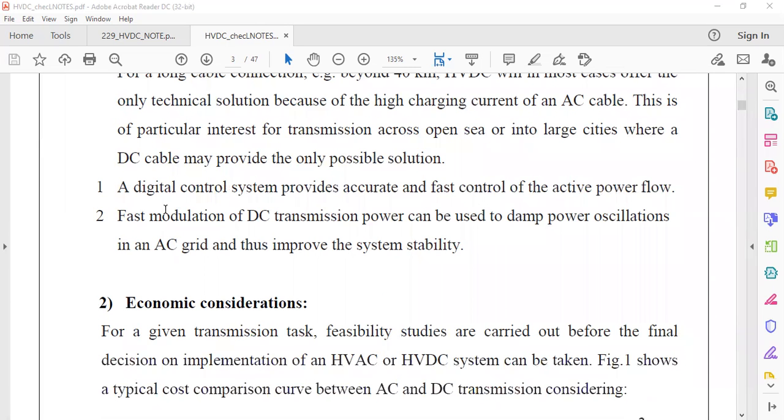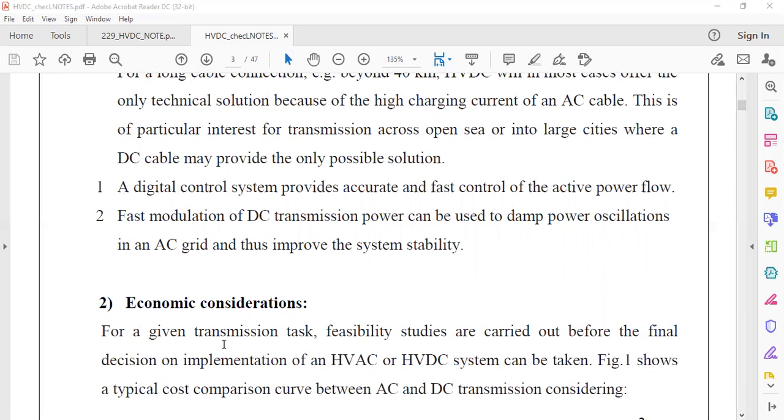A digital control system provides accurate and fast control over the active power flow from the DC system. Fast modulation of the DC transmission power can be used to damp power oscillations in an AC grid and thus improves the system stability. So the stability problem cannot occur; the stability is high in the case of a DC transmission system.